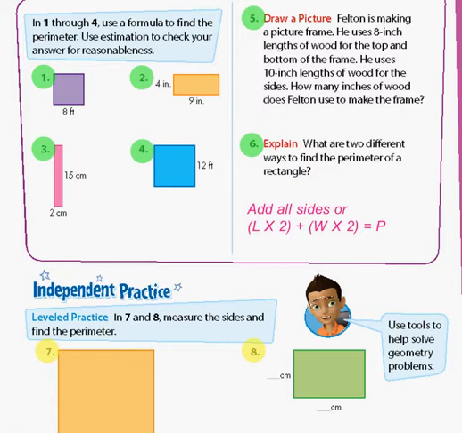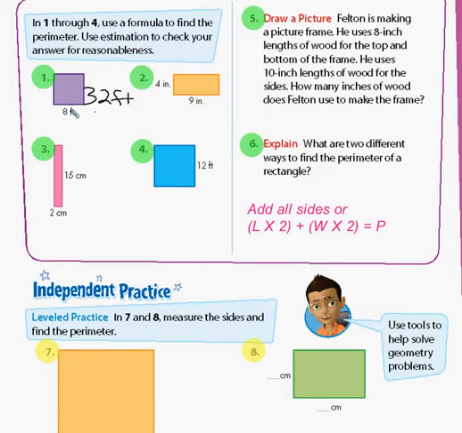So question number 1, the formula I'm going to use for a square is length times 4. So 8 times 4 is 32 feet. And if I want to use estimation, I could round that to 10, and 10 times 4 is 40. That's close. It's larger than 32, but I had to round up.